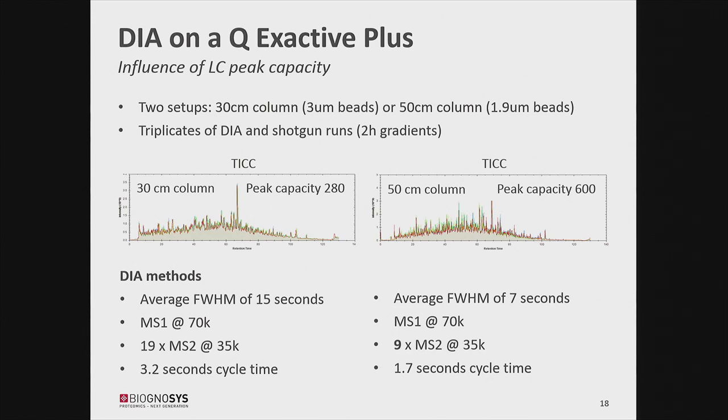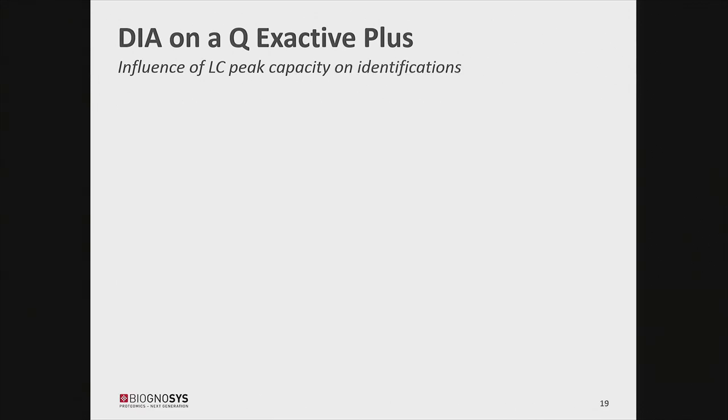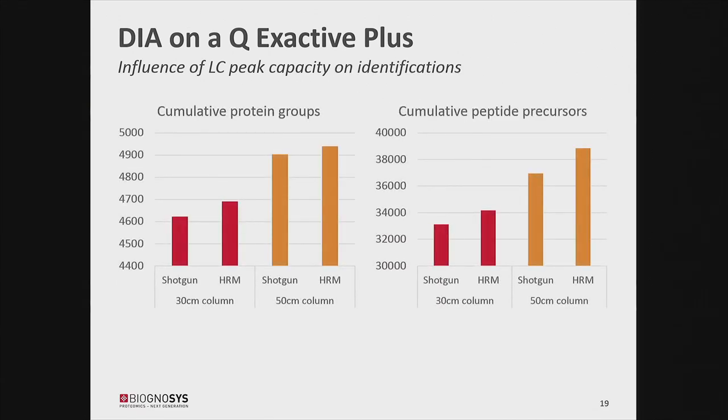Here are the details of the 2 methods. We had to change the DIA method because the peak capacity increased and the peaks were narrower, so we went from 19 segments to 9 segments. The results were as follows. What we basically saw is that when you go from shotgun to shotgun, from the 30 to the 50 centimeter column, this is the increase you can get in the number of protein IDs, and this is what you can get for DIA. So we saw a similar effect for both methods.